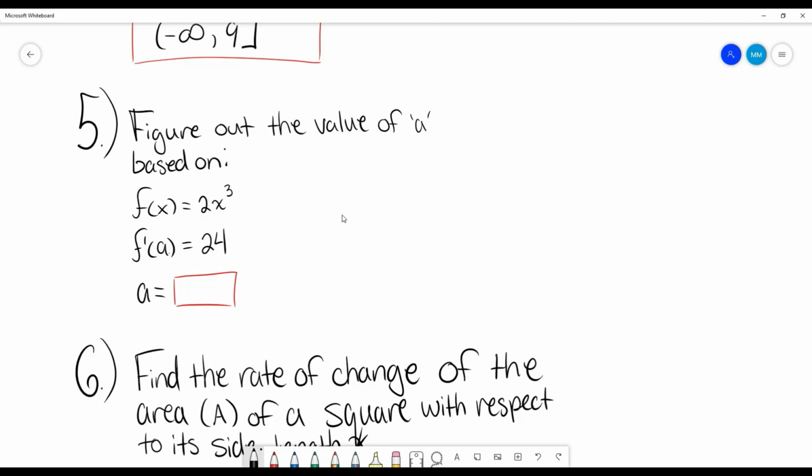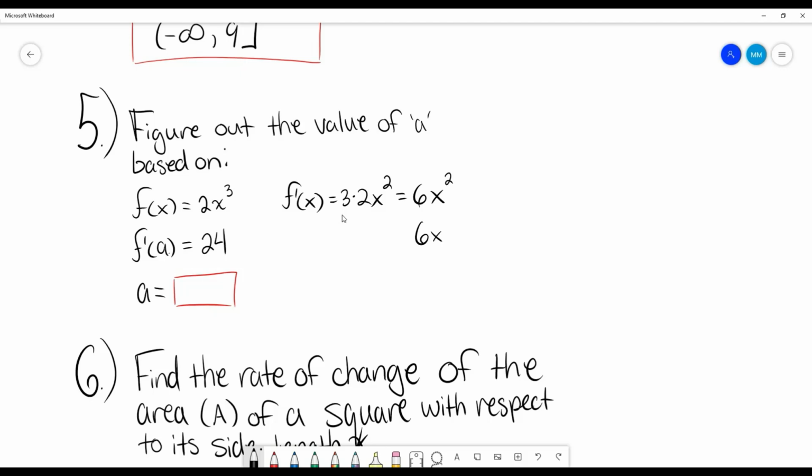Well, the first thing we want to do is figure out what f prime of x is. Based on our power rule, I can just bring this down in front. So that's a 3 times a 2. Now times x to the 3 minus 1, which is just 2. So our f prime is just 6x squared. That's our derivative. So I need to know what a would be in this case, where a plugs into our x, right? That makes our f prime equal 24.